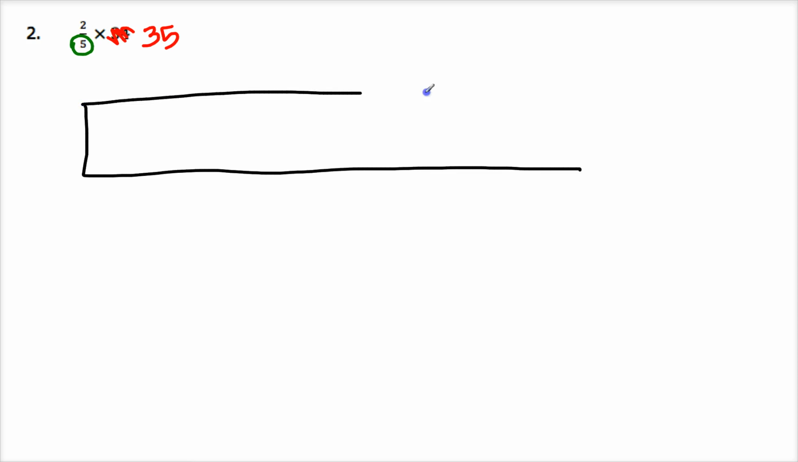Problem 2, I have 2/5 times 34. Again, I'm looking at my denominator. My denominator is 5. I want to change my 34 into a multiple of 5 that's still close to 34. Well, all multiples of 5 end in 0 or 5, so I could change that to 35. So now I'll draw a bar diagram that represents 35.